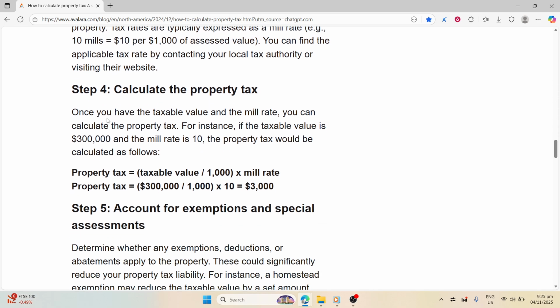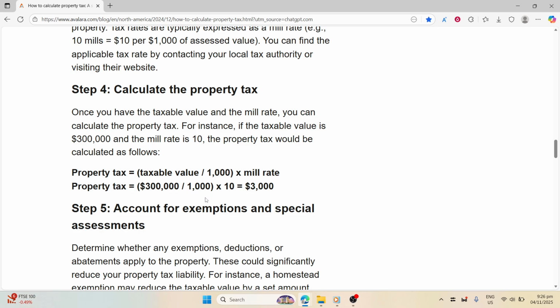Armed with your taxable value and the mill rate, you're set to calculate the property tax. Using our example where the taxable value is $300,000 and the mill rate is 10, the property tax calculation would be straightforward. Divide the taxable value by 1,000 and multiply it by the mill rate. This gives you a property tax of $3,000.